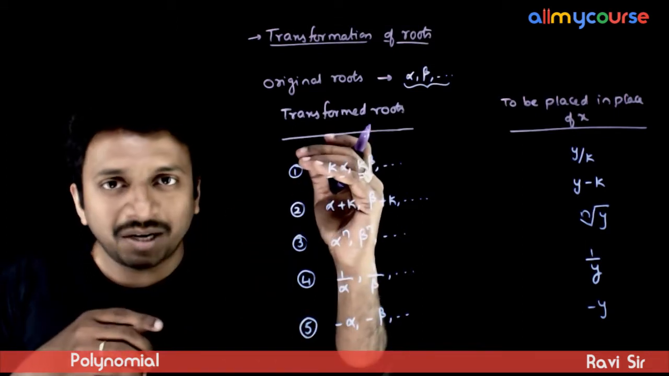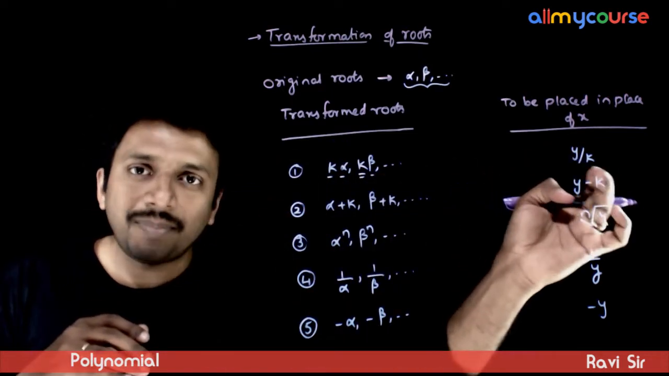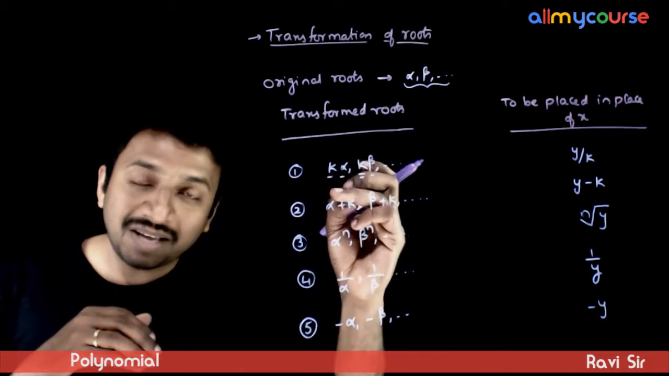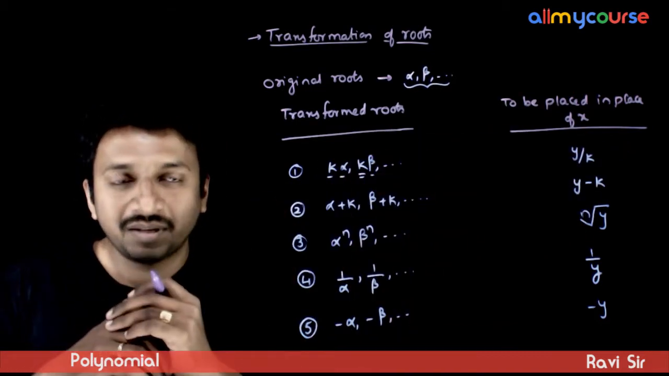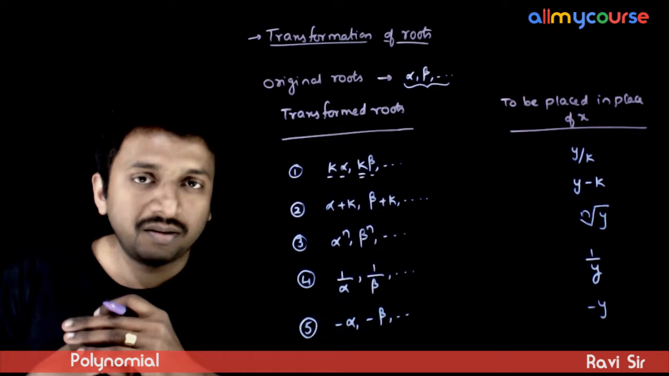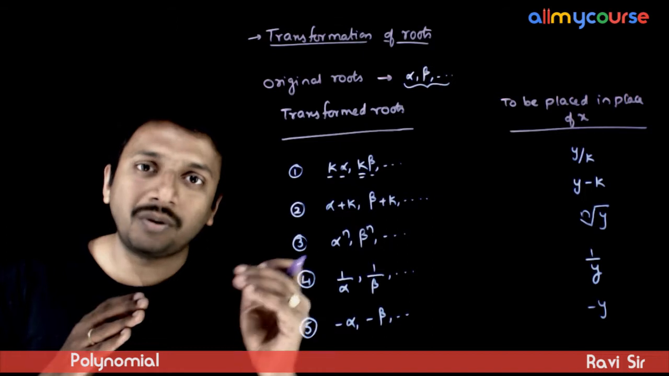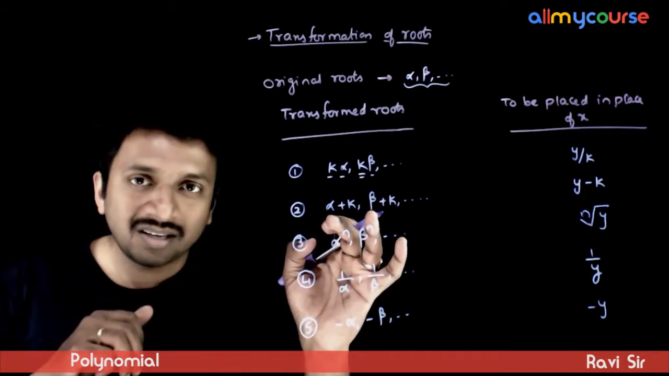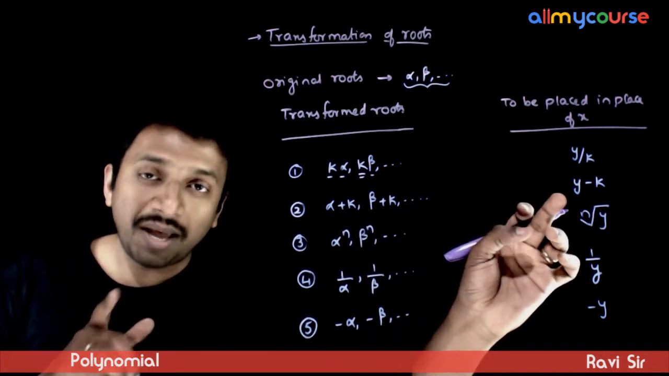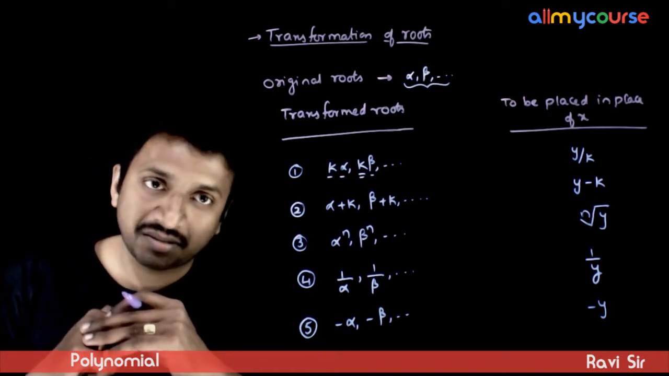So if you want to multiply by 2, you have to write y by 2. If you want to multiply by 3, you have to write y by 3. If you want to multiply by 1 by 3, that is, if you want to divide by 3, you have to multiply by 3 here. So whatever you do here, you have to do the opposite when you do the substitution. Next, when you want to add a certain number to all the roots, if you want to increase all the roots by a number k, you have to substitute y minus k in the place of x.